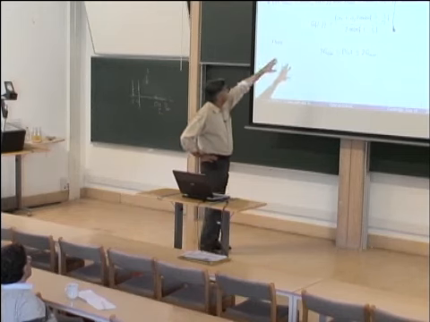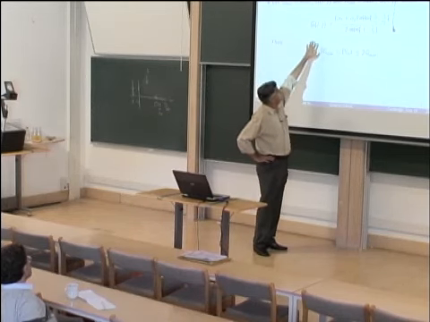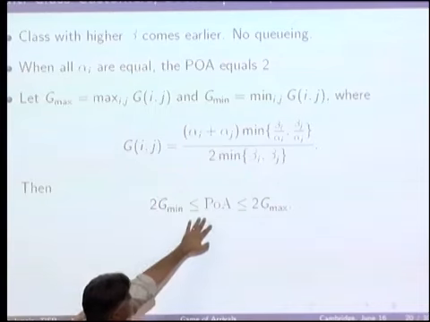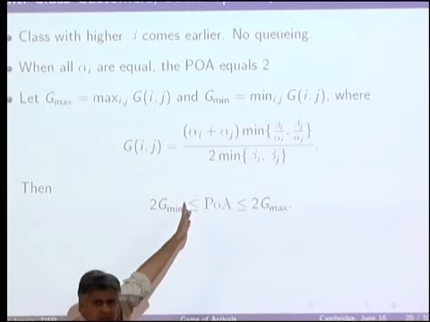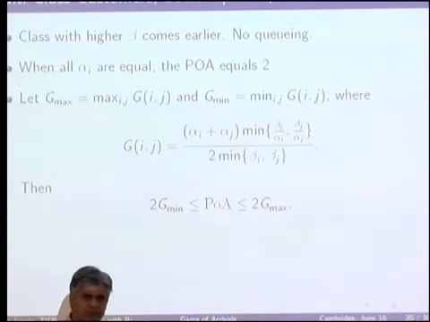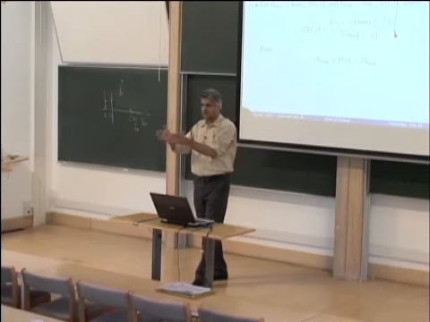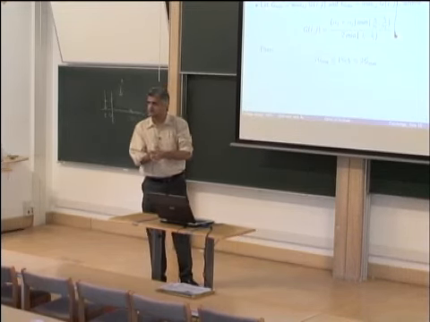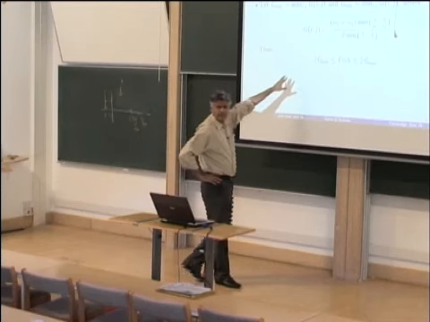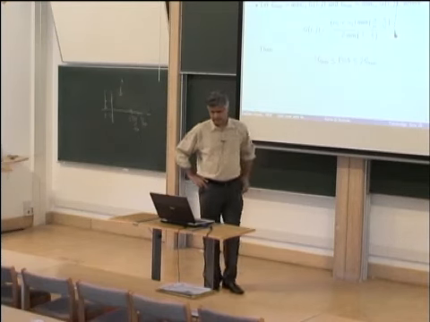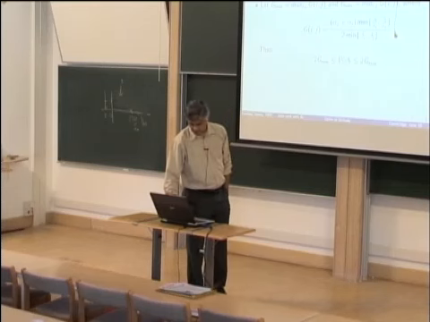Otherwise, if you define your Gij in this manner, then one can define bounds on price of anarchy simply in terms of alphas and betas, independent of what proportion of people belong to class 1, class 2, and so on and so forth. So one can develop these kinds of bounds. This is of some use, because when you control price of anarchy, one can say concrete things.